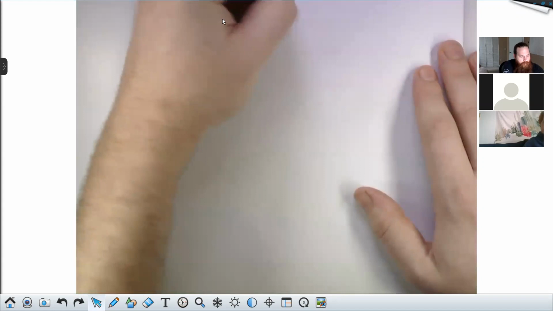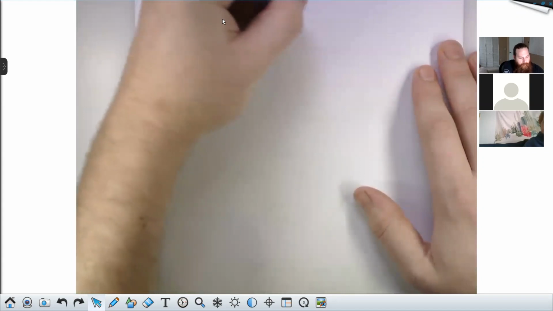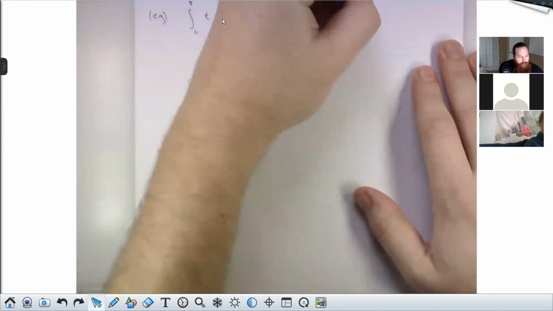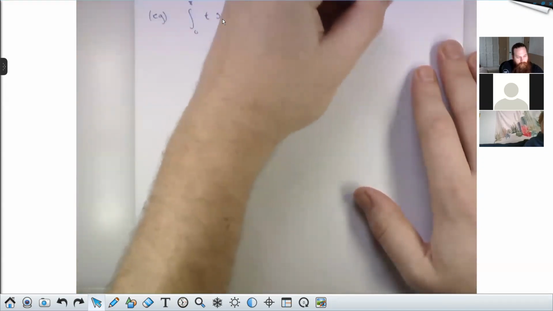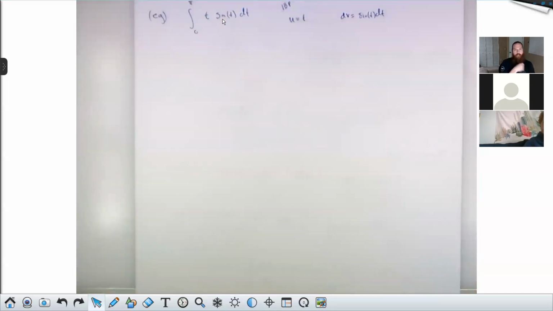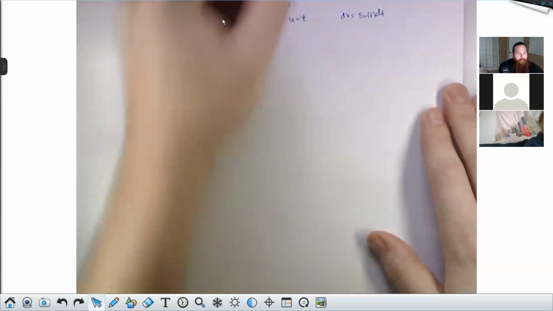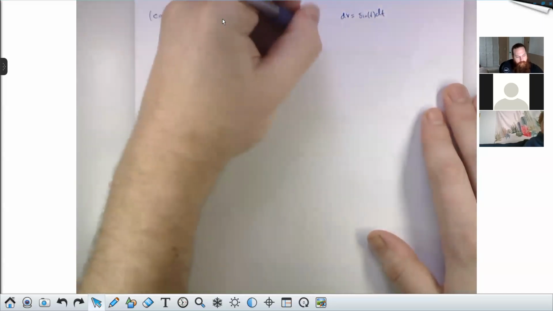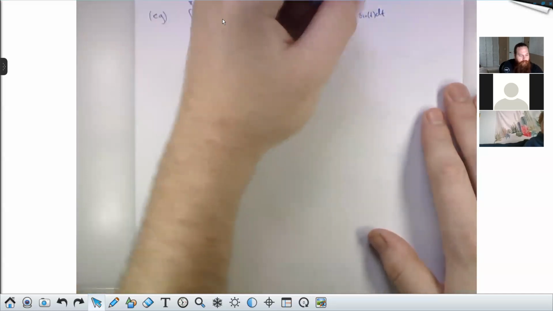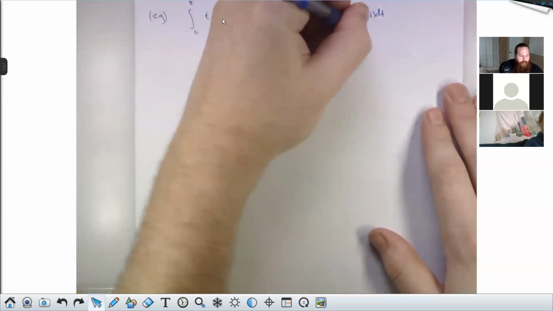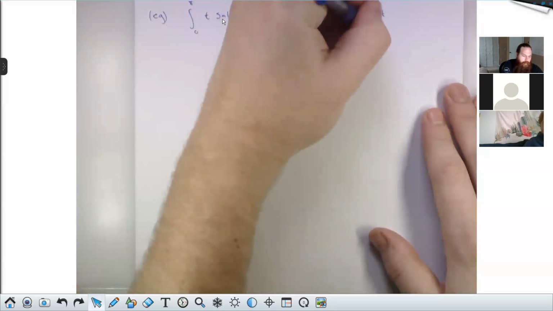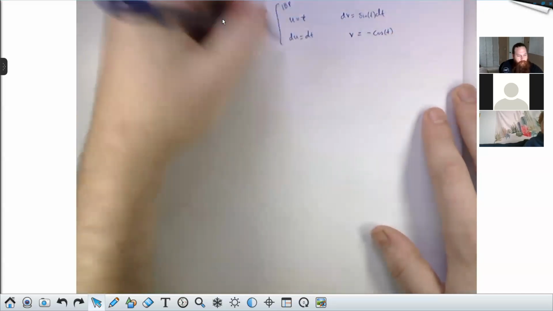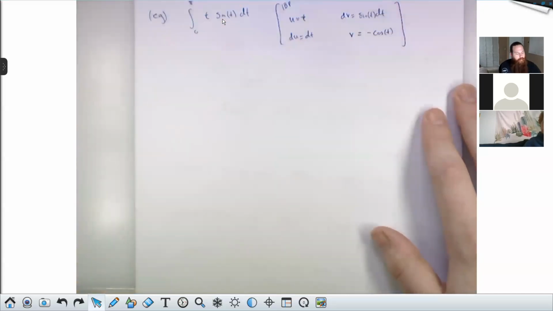Again, I'll run IBP. And again, I'll pick u to be the polynomial piece, and I'll pick dv to be everything else. So that's sine t dt. u is t. Then I'll differentiate u to get du. Du is just dt. I'll integrate dv to get v. So if I integrate sine of t, who differentiates to sine of t? That's negative cos of t. So here's my little IBP table. And then I just follow the formula.